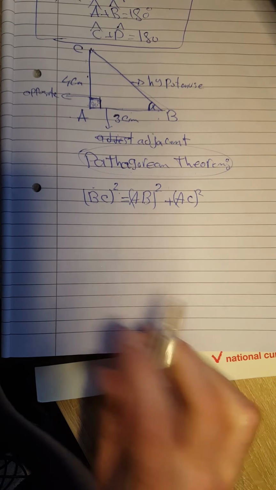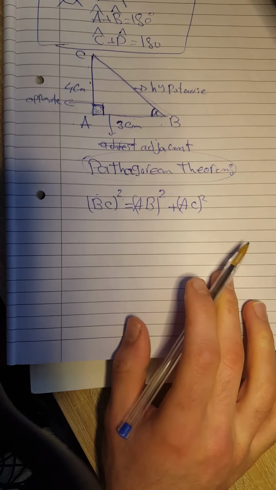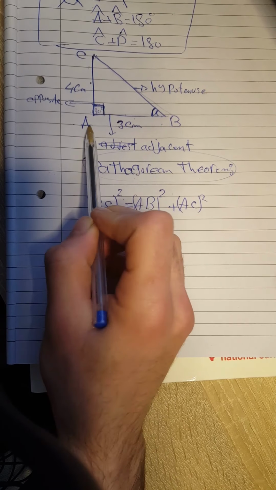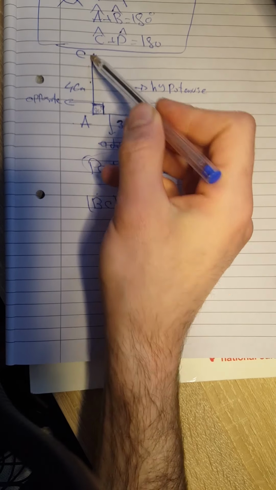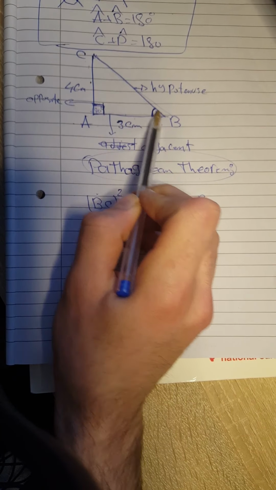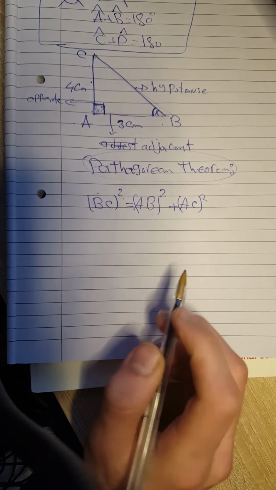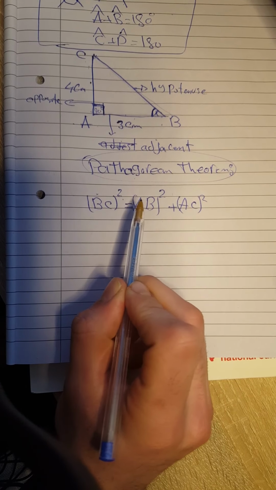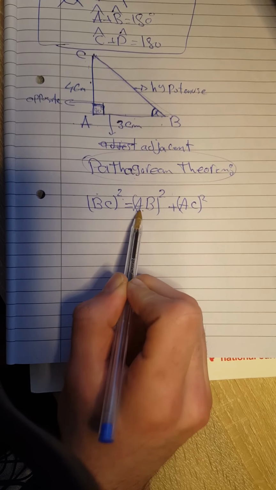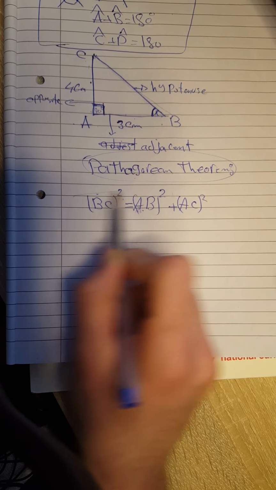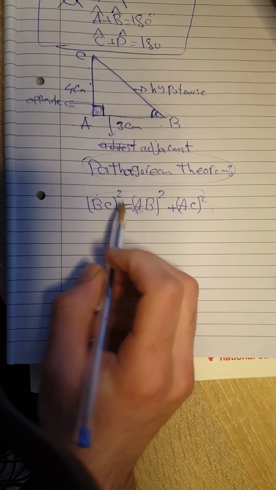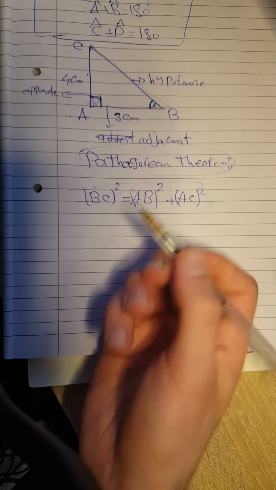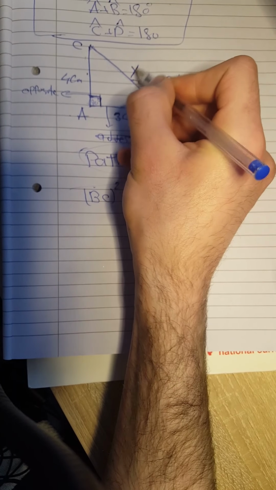Now, for example, I've got this one. The length of AB is 3 centimeters, and the length of AC is 4 centimeters, and I have to find the hypotenuse. So in this situation, what can we do? We just apply the rule of the theorem. So BC square, which I need. Let's call this one X, for example.